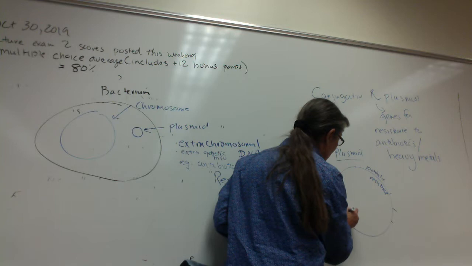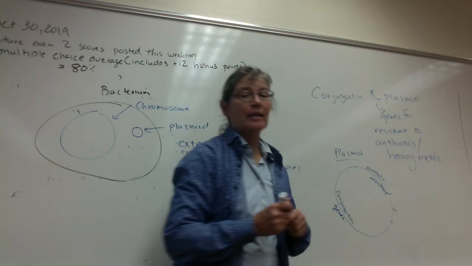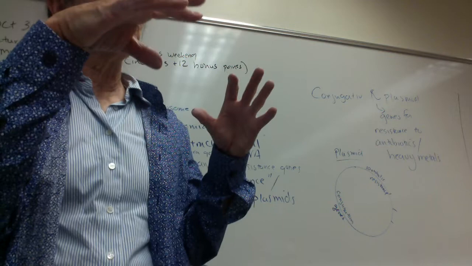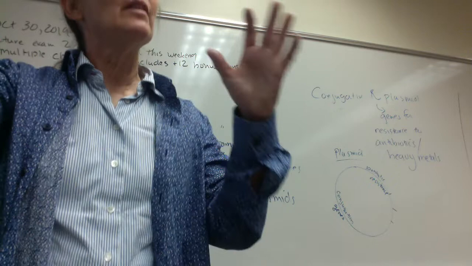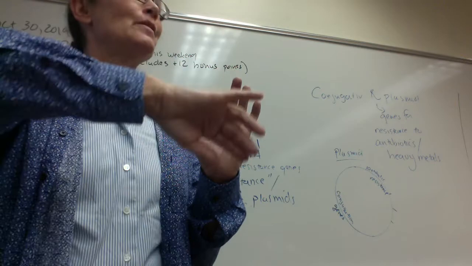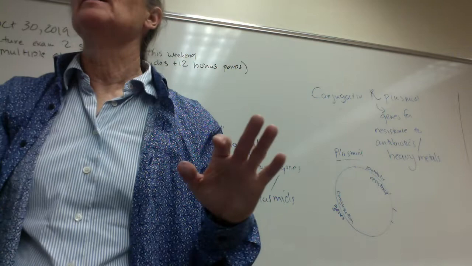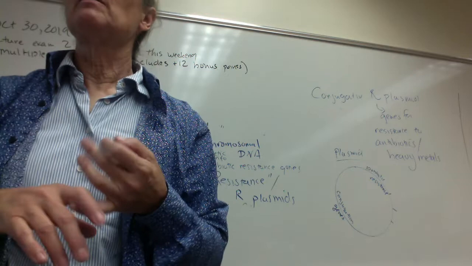And why this is so scary is that means that this donor bacterium can make copies of the conjugative R plasmid, pass them to multiple neighbors, and then they're going to become donors able to transfer that conjugative R plasmid to other neighbors. So you can see how this would cause rapid spread of these multiple antibiotic resistant plasmids through a population of microbes. So this is really bad news.